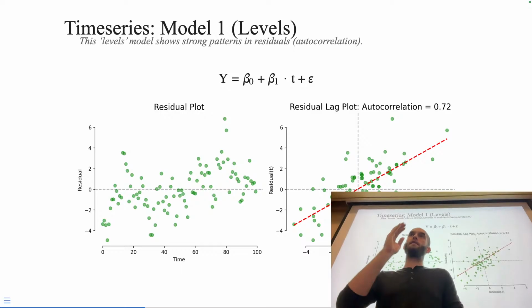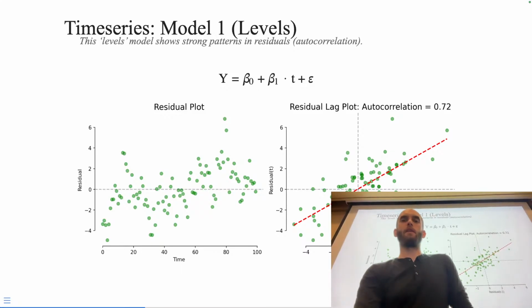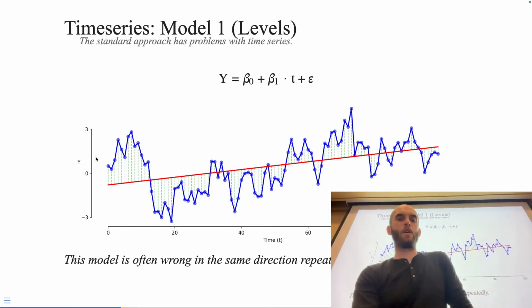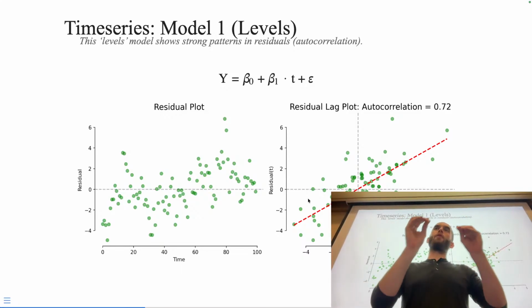I'm making the same mistake in the same direction in periods back to back with my statistical model. This thing is making errors in the same direction repeatedly. And you can see that here. The errors are correlated with the error that came before.